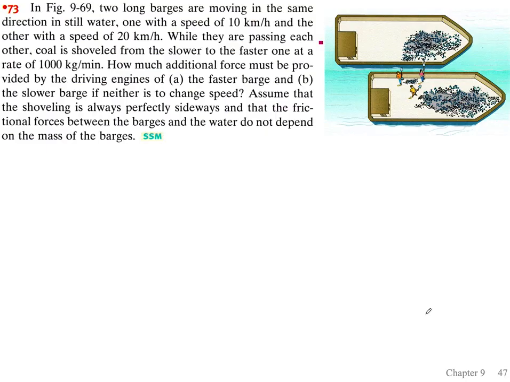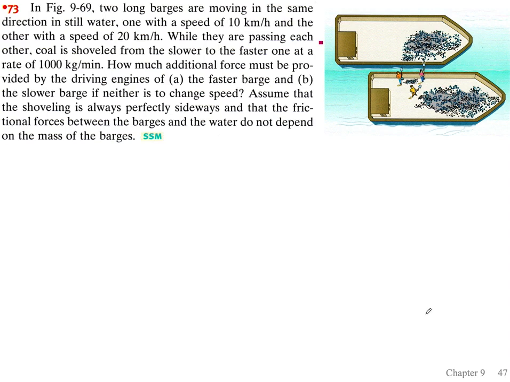Number 73 is not a very difficult problem from your homework tonight. It's only a 1-star problem. But it's one that I usually get questions on almost every year. So take a look at it. Two long barges are moving in the same direction in still water, one with a speed of 10 kilometers per hour and the other with a speed of 20 kilometers per hour.